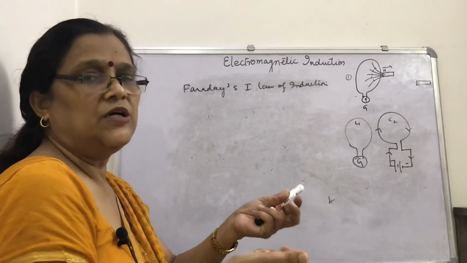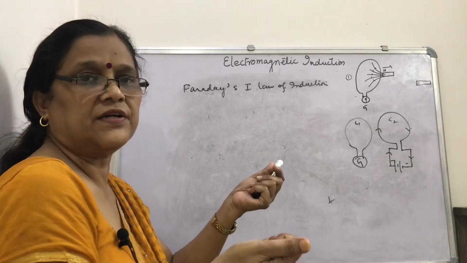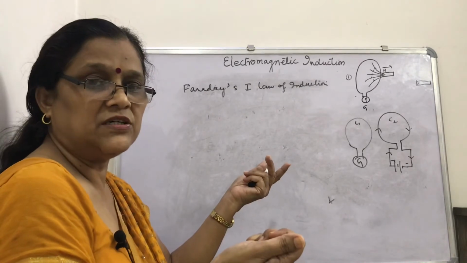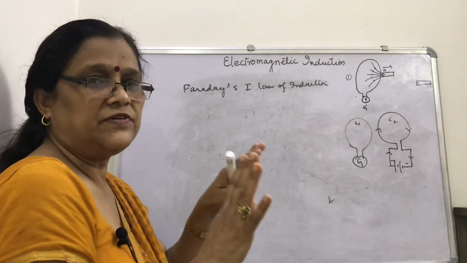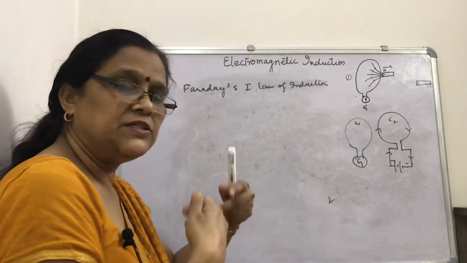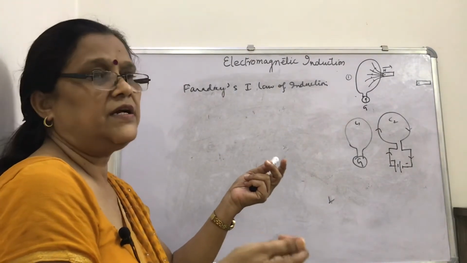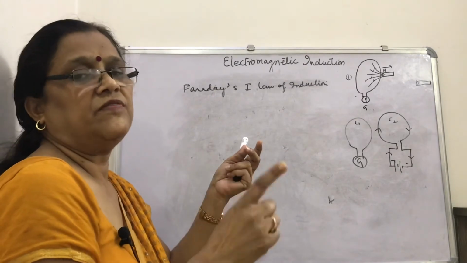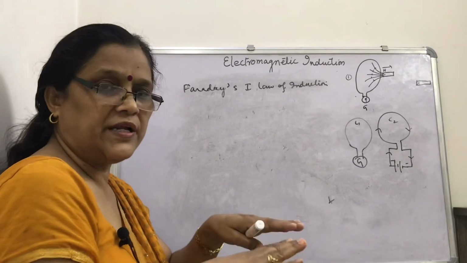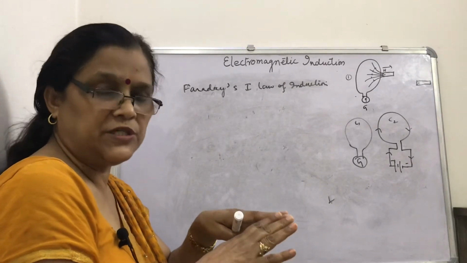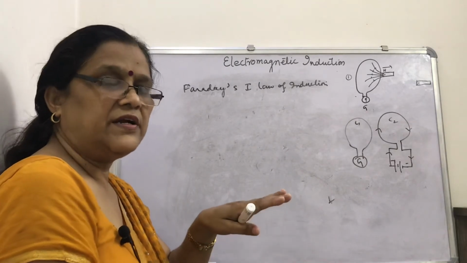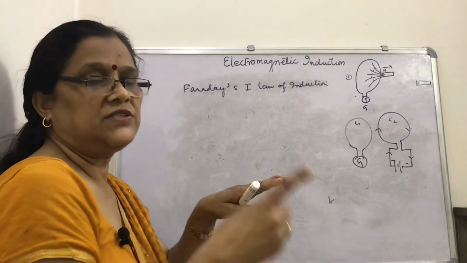And this is the principle of the generator. This phenomenon is called electromagnetic induction. So whatever is Faraday's first law, this is the definition of electromagnetic induction. This is the principle of the generator: the continuous flux change linked with the closed circuit produces induced EMF, and this EMF lasts in the circuit as long as the change of flux takes place.